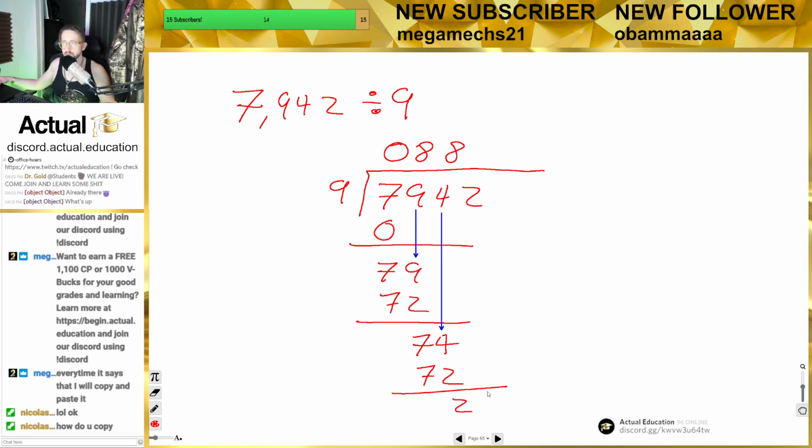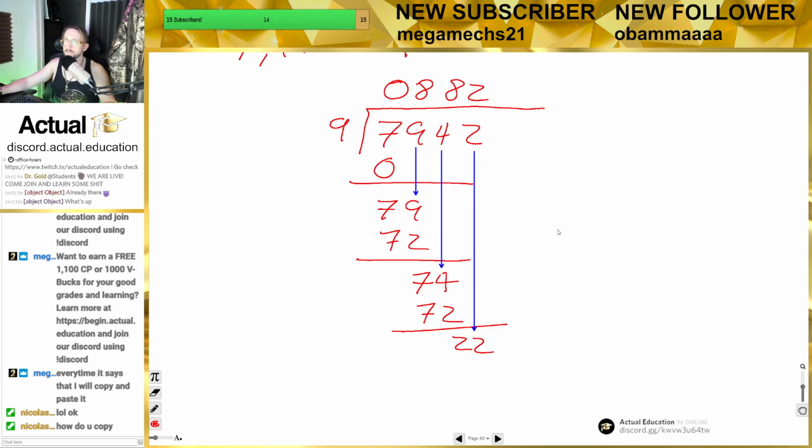So then what do I do immediately after that? What do I do next? Bring the 2 down. Good. So that's a 2, right? And then we do 9 goes into 22. How many times? Twice. Not 7, remember it's 9. 9 goes into 22 twice. Good. And we put the 2, and then we put the 18 down. Good.